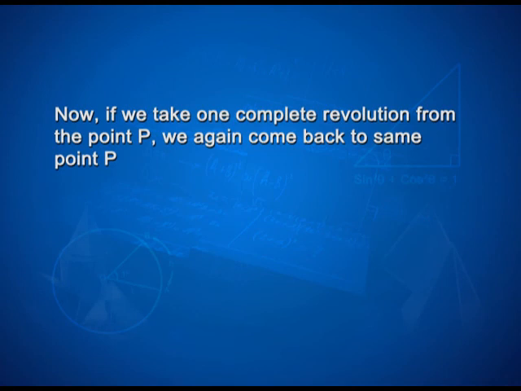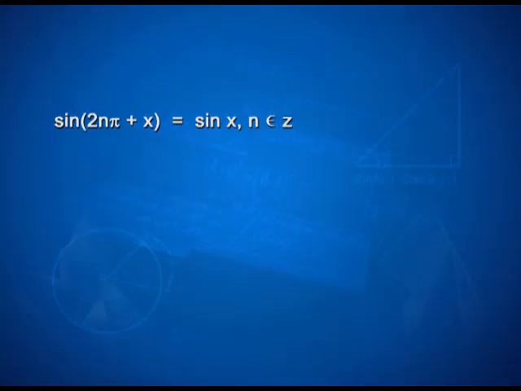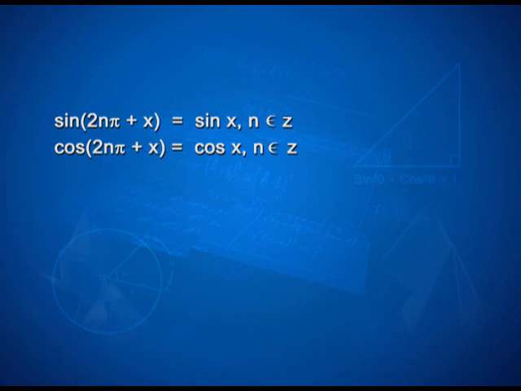Now, if we take one complete revolution from the point P, we again come back to the same point P. Thus, we also observe that if x increases or decreases by any integral multiple of 2 pi, the values of sine and cosine functions do not change. Sin of (2n pi plus x) is equal to sin x, where n belongs to the set of integers Z. Cos of (2n pi plus x) is equal to cos x, n belongs to Z.